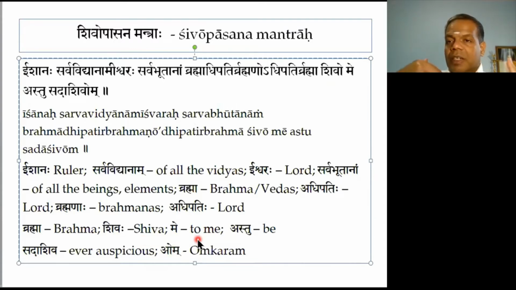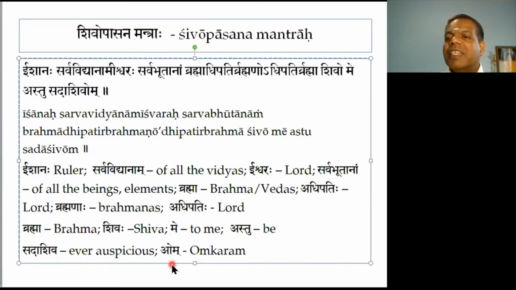Me, to me. Two meanings are possible for the word me. Astu, be. Sada Shiva. So let that Shiva, let Brahma, that Rudra, let him be auspicious, ever auspicious to me. Om. He is also the Omkara.